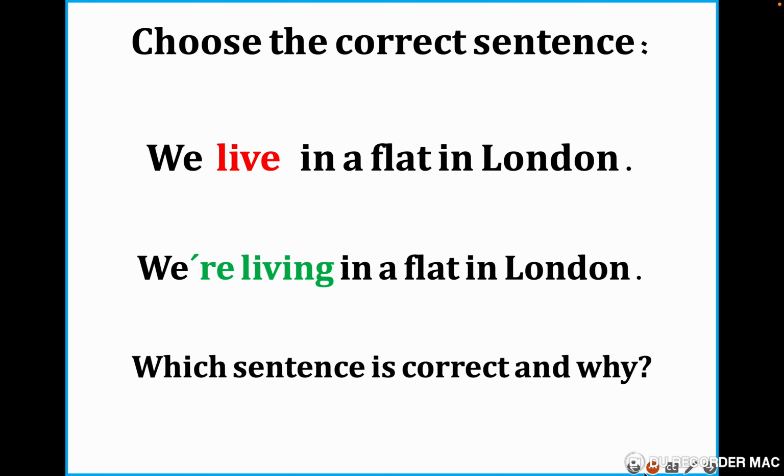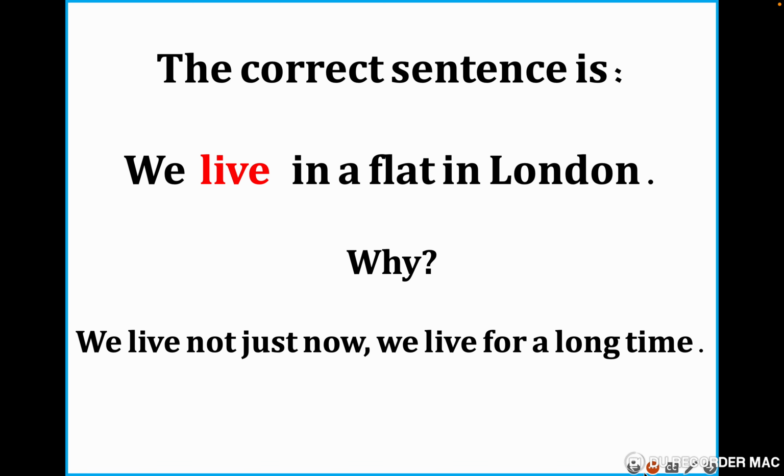Choose the correct sentence. We live in a flat in London. We're living in a flat in London. Choose which sentence is correct and why. The verb live. Do we live just now or all the time? Let's see the answer. The correct sentence is we live in a flat in London. Present simple. Why? We live not just now. We live for a long time. Let's continue.